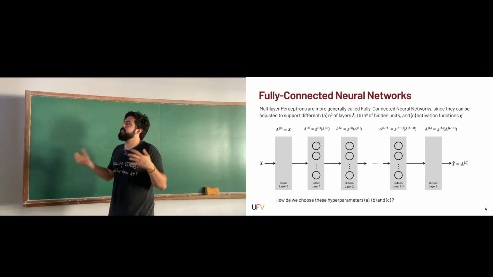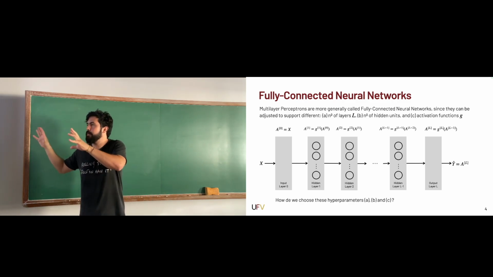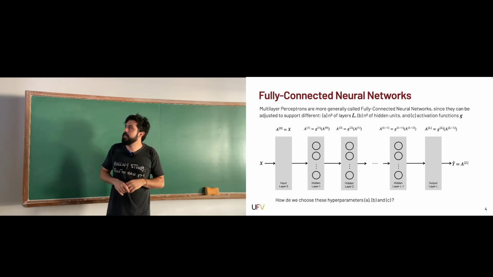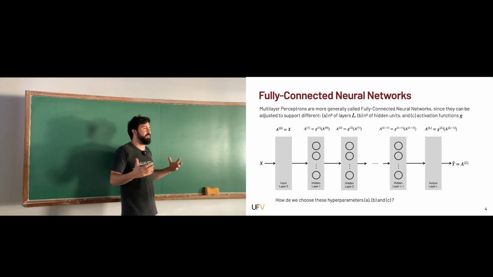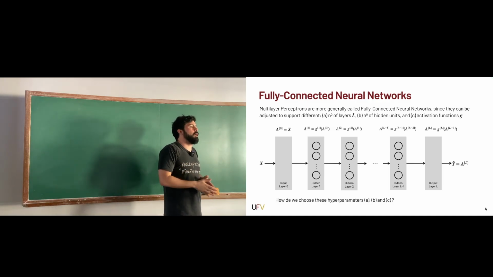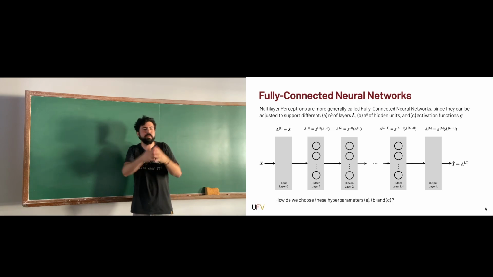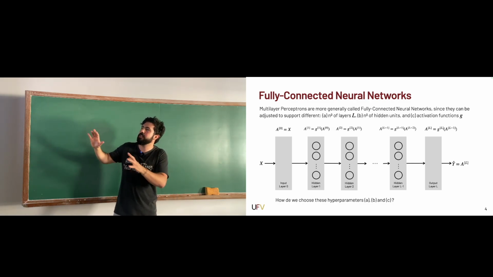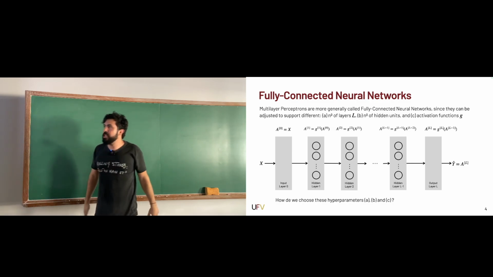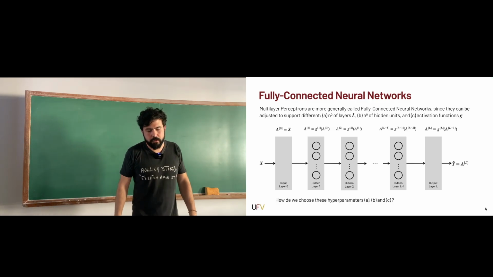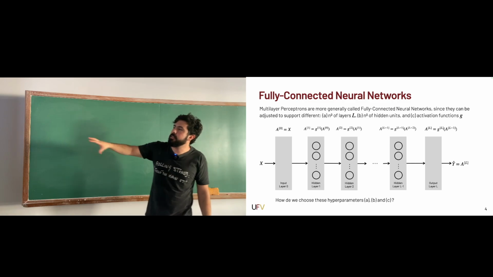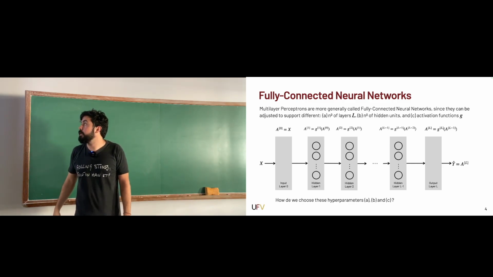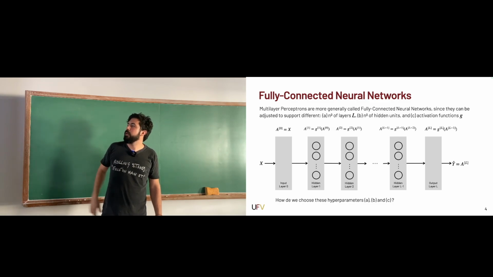So from now on, when I say fully connected neural network, I mean these multi-layer perceptrons in a general way. I'm not specifying any specific activation function or any specific number of layers or any specific number of hidden units. I'm talking about this general model. And this is the scheme or diagram of a general fully connected neural network.